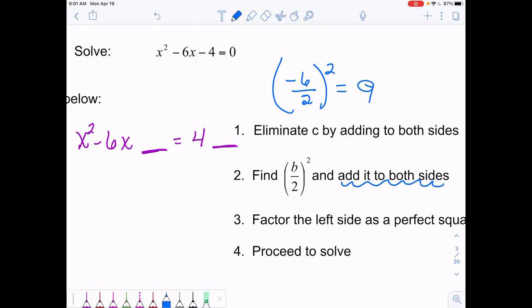9 is a perfect square. 3 times 3 makes 9. That is the goal, to have a value that is a perfect square. So we would add the 9 to both sides of the equation.